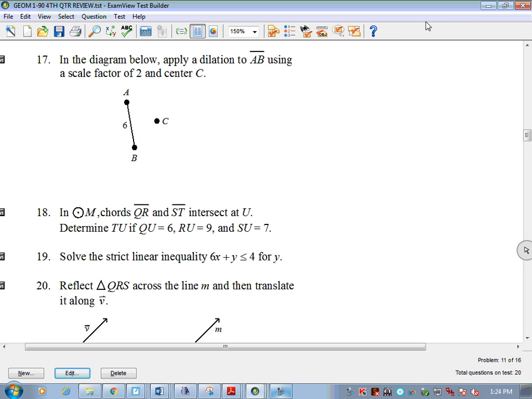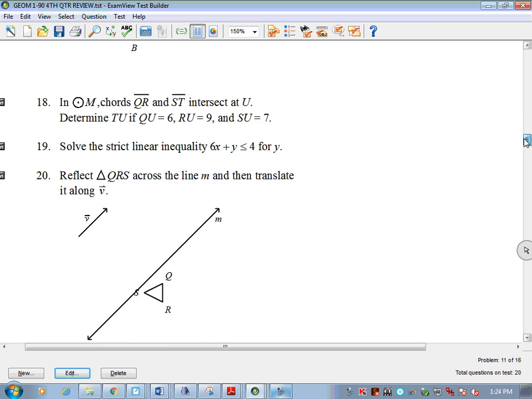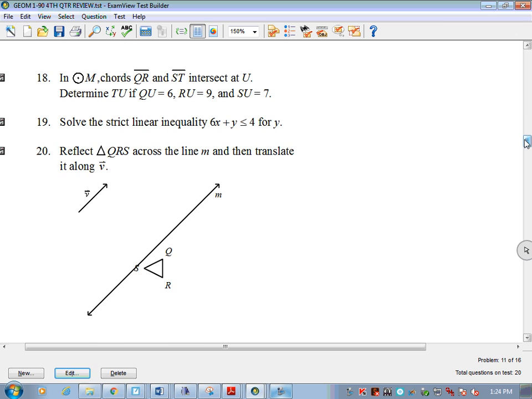What do you mean? Is it going to ask if it's A prime, B prime, or what? Well, since AB was 6 and it was enlarged by a factor of 2, A prime is 12. Okay, so it was asking how long it is.